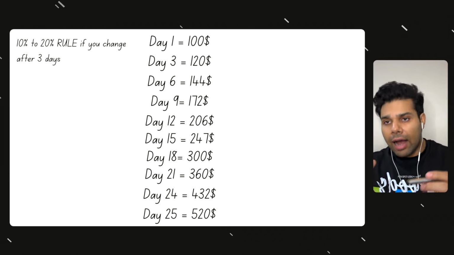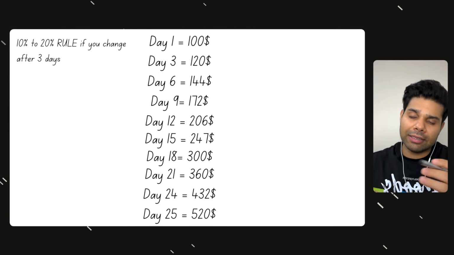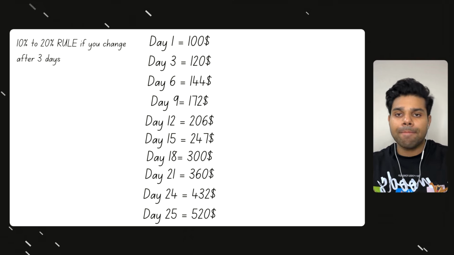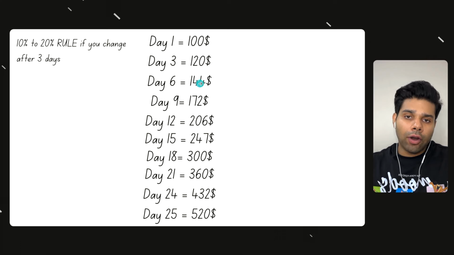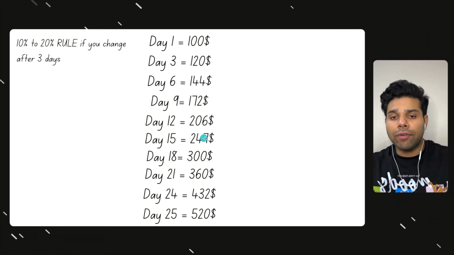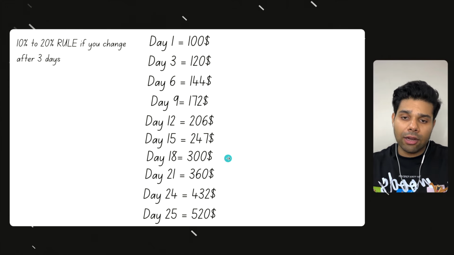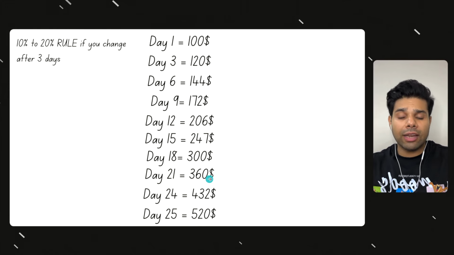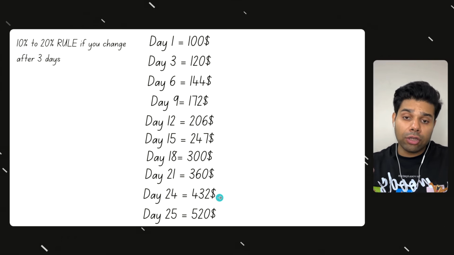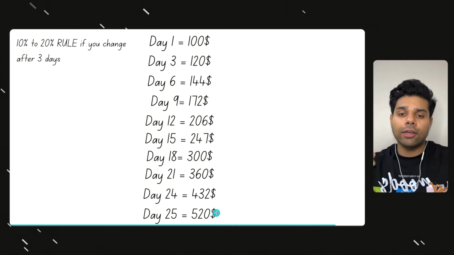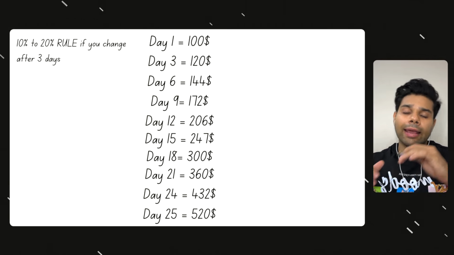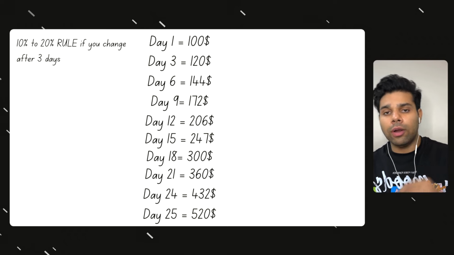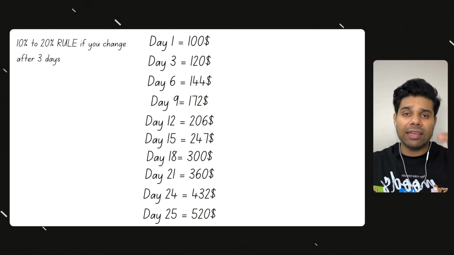For example, I am just putting up a scenario where I am increasing the budget after 3 days. See, day 1, $100, day 3, $120, day 6, $144, day 9, $172, $206, day 15, $247, day 18, $300, day 21, $360, day 24, $430, day 25, $520. So that's why it appears slow, but it is not slow. You are increasing the budget gradually, slowly. This will help you in consistency and stability.